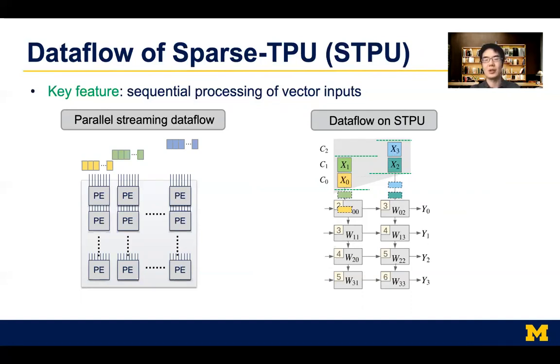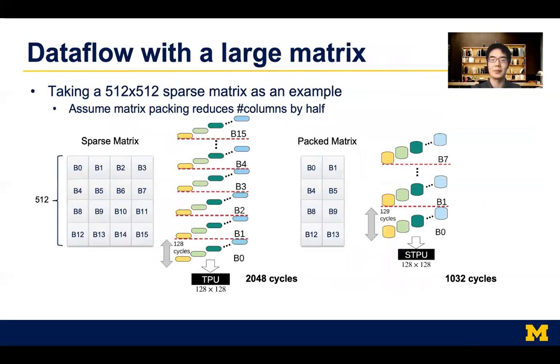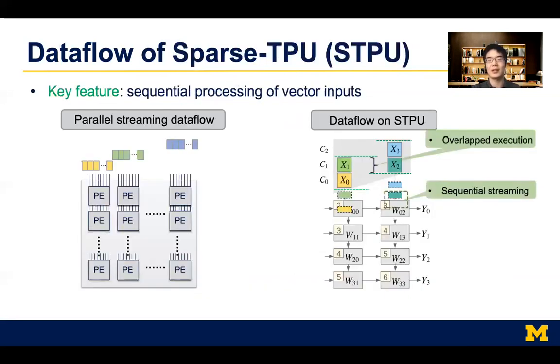So in order to support this scheme, we use sequential streaming, and so it only uses a limited number of buses without incurring too much overhead. Also, the streaming of the 2 different groups is overlapped so that the latency can be hidden to boost the throughput.